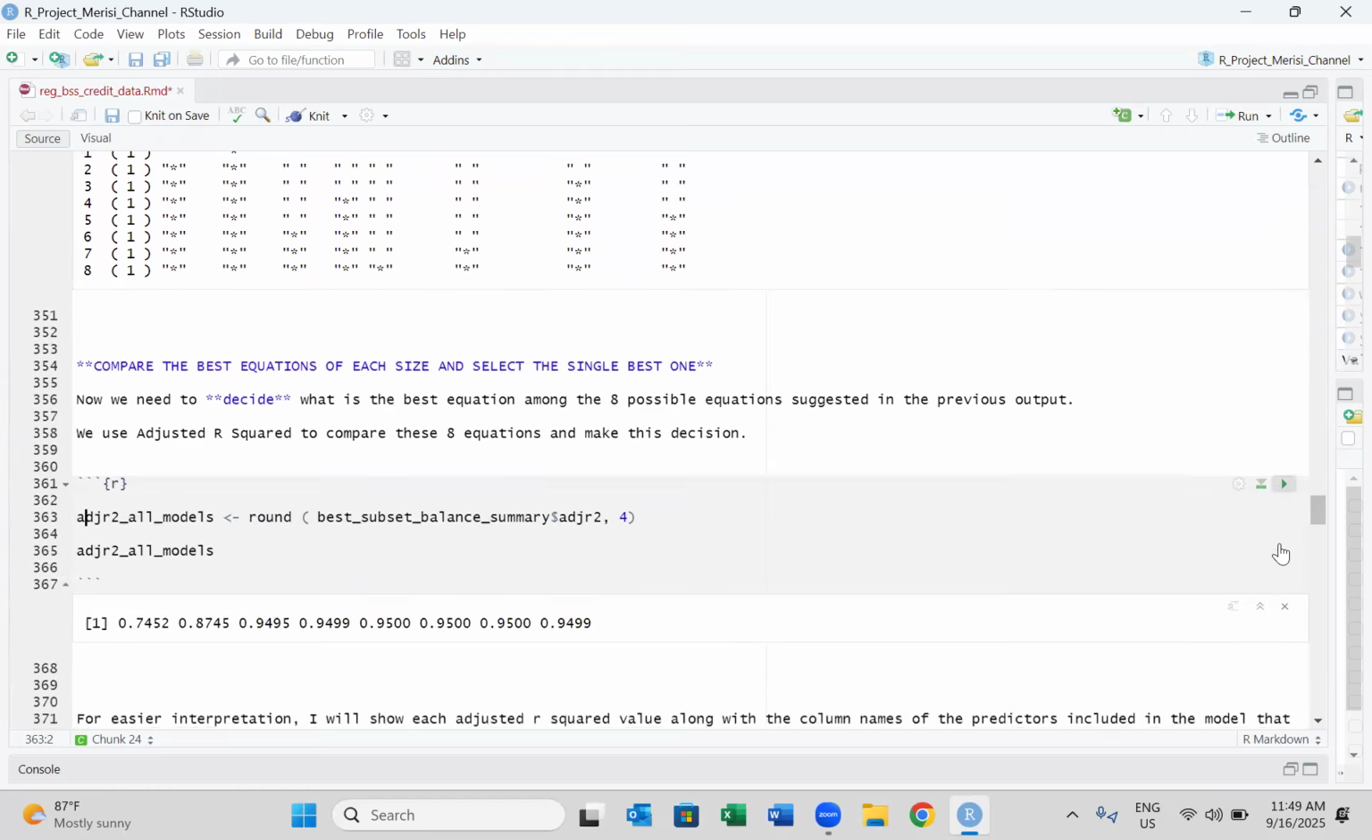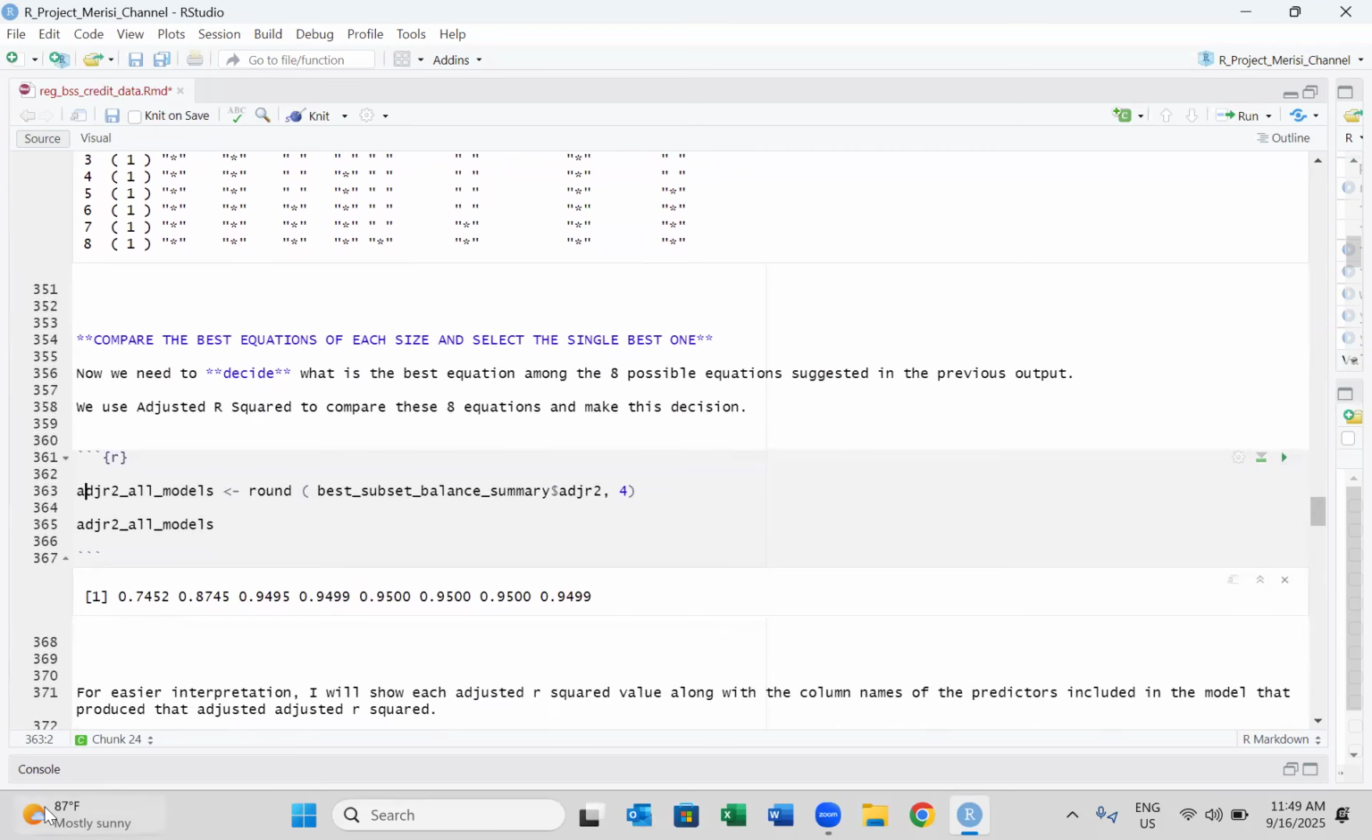And there we have it. Okay. So what is this value? 0.7452 is the adjusted R squared for the best equation of size 1, the equation that only has rating. This 0.8745 is the adjusted R squared for the best equation of size 2, so the equation that includes rating and income, okay? And so on and so forth.